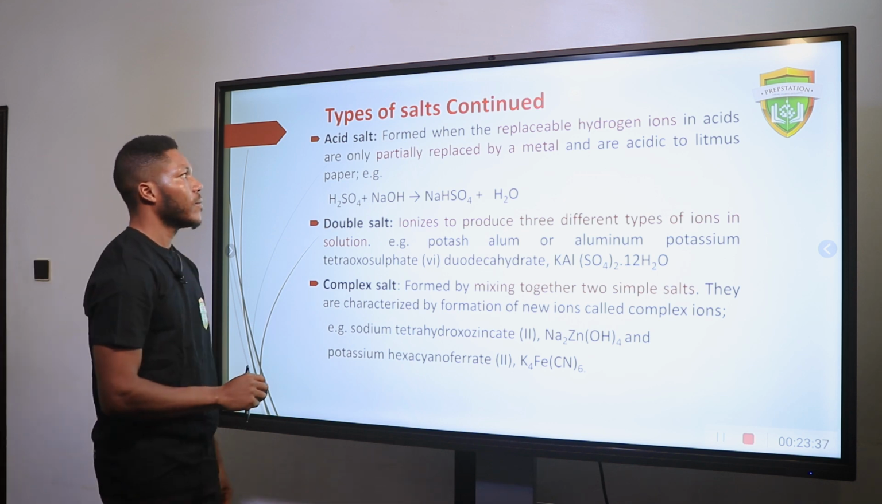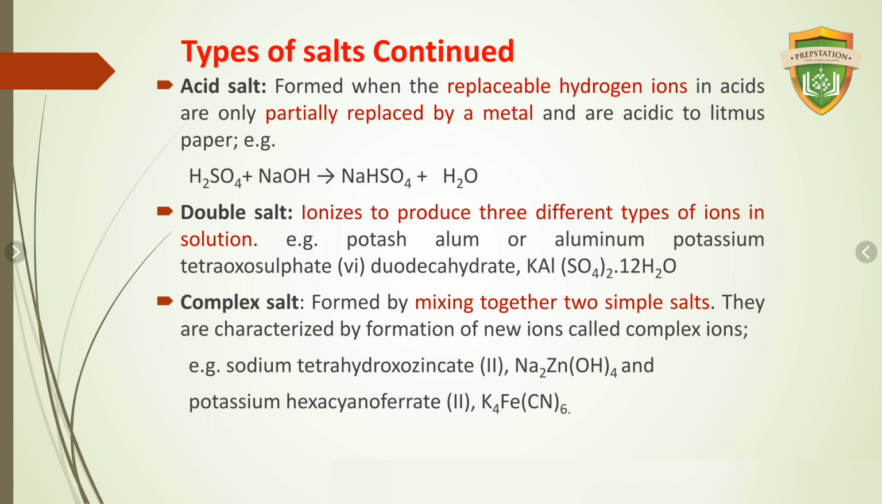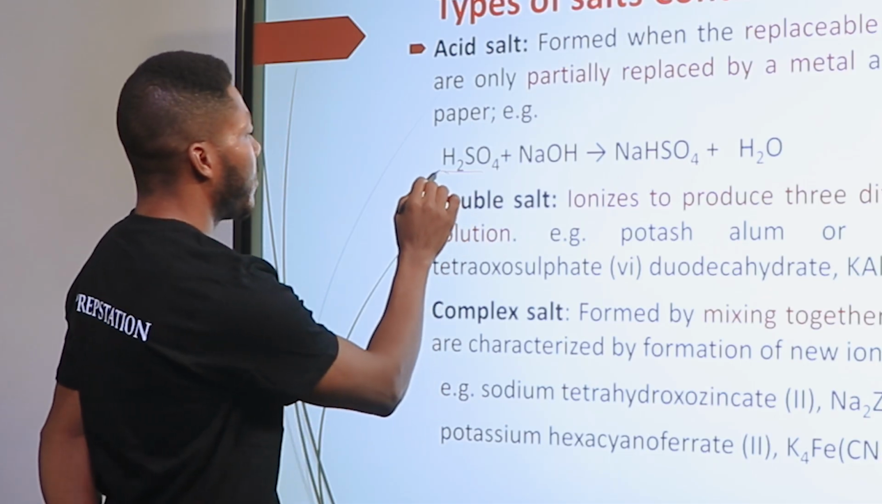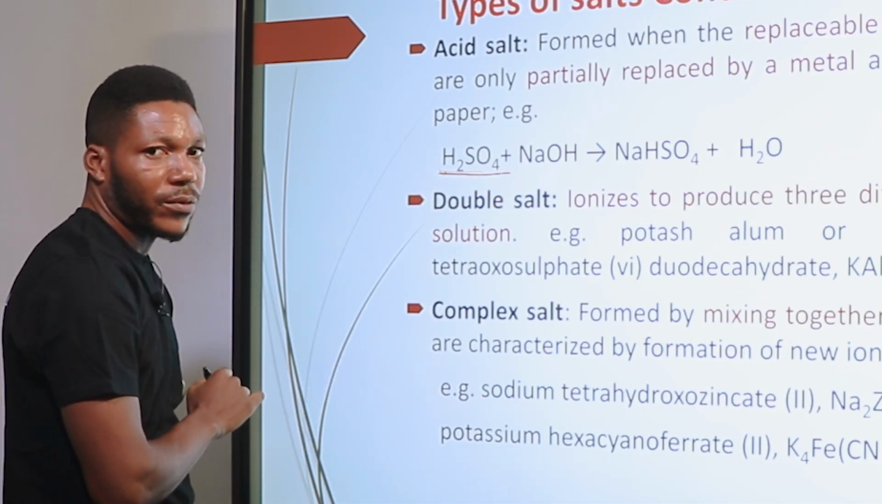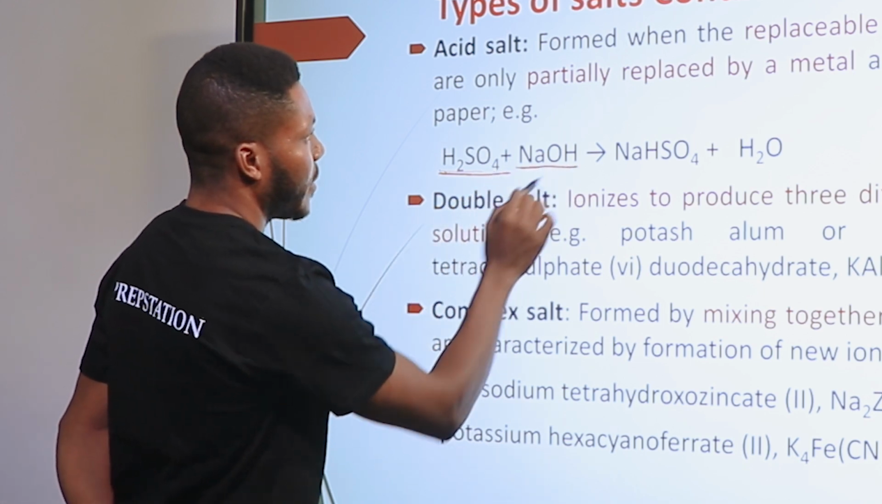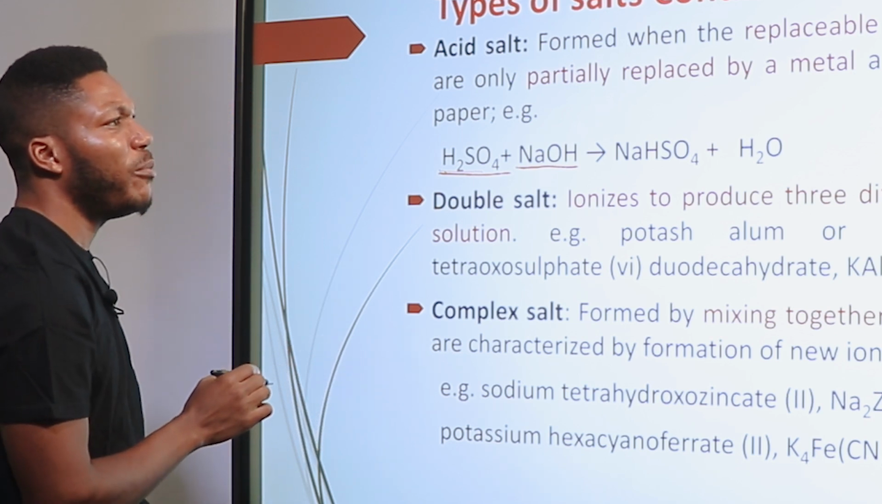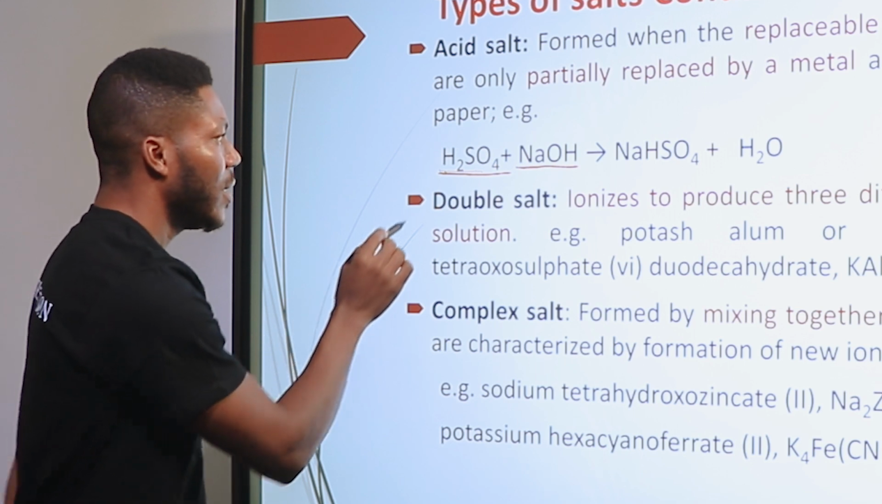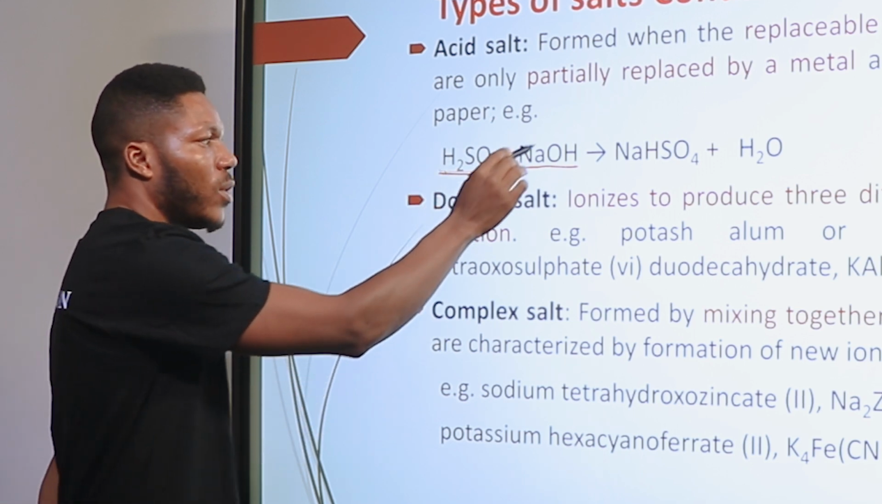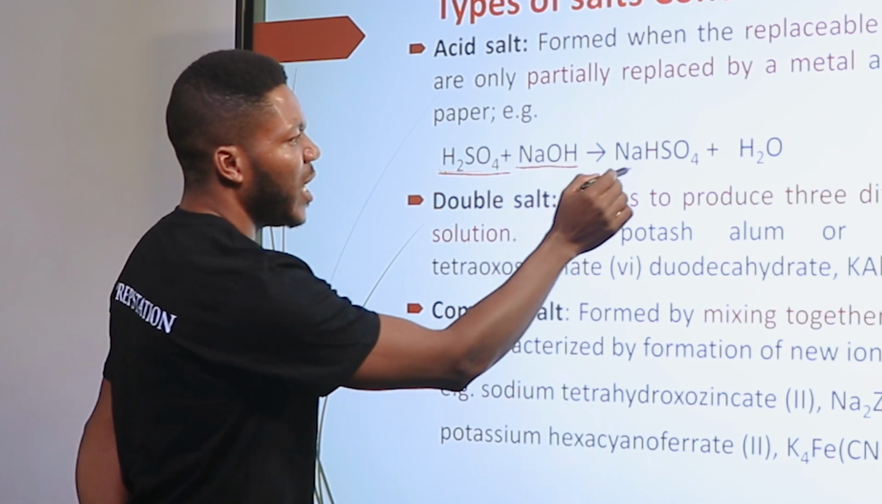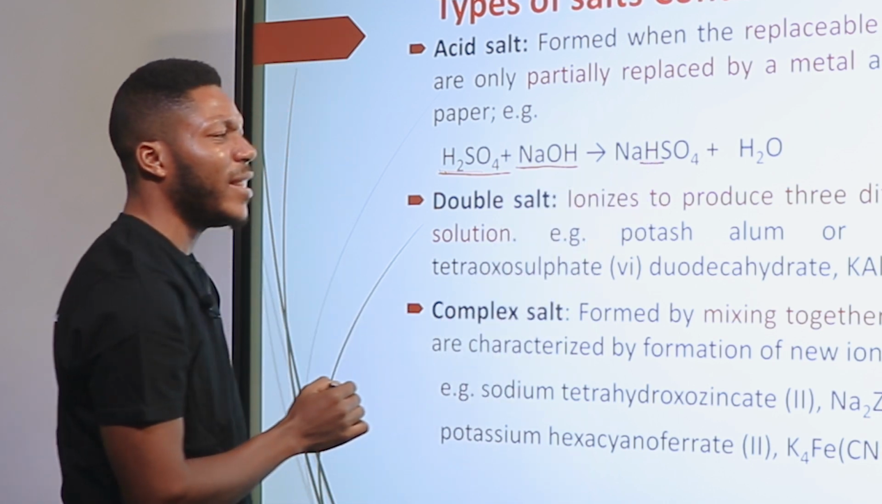Acid salt. Acid salt is formed when the replaceable hydrogen ions in acid are only partially replaced by a metal and are acidic to litmus paper. What do you understand? What do you mean by that? Now this is my acid, H2SO4. This is my base. All right. Now what happened here? There is a partial replacement of metal. Okay, so that means that the acid is not enough to neutralize the base. That's why you have a presence of H present in the salt.